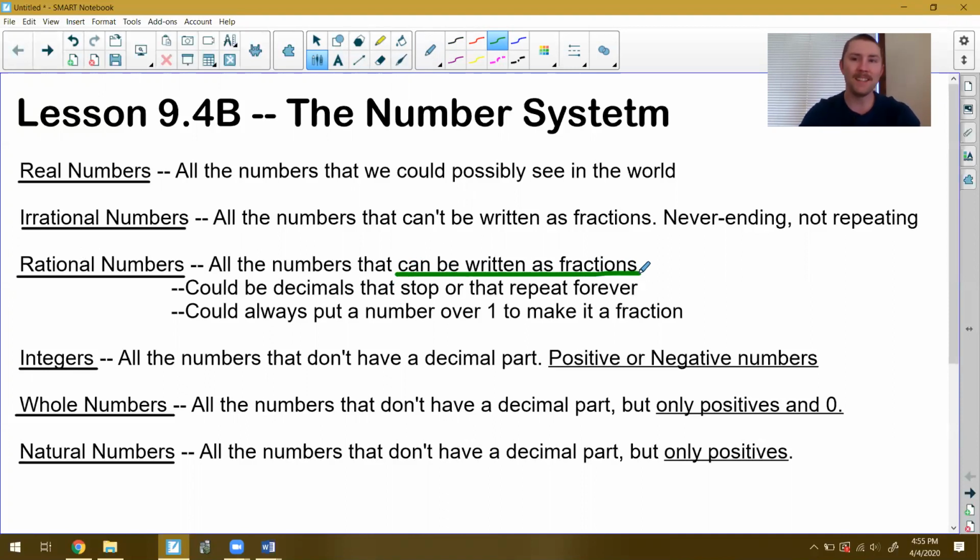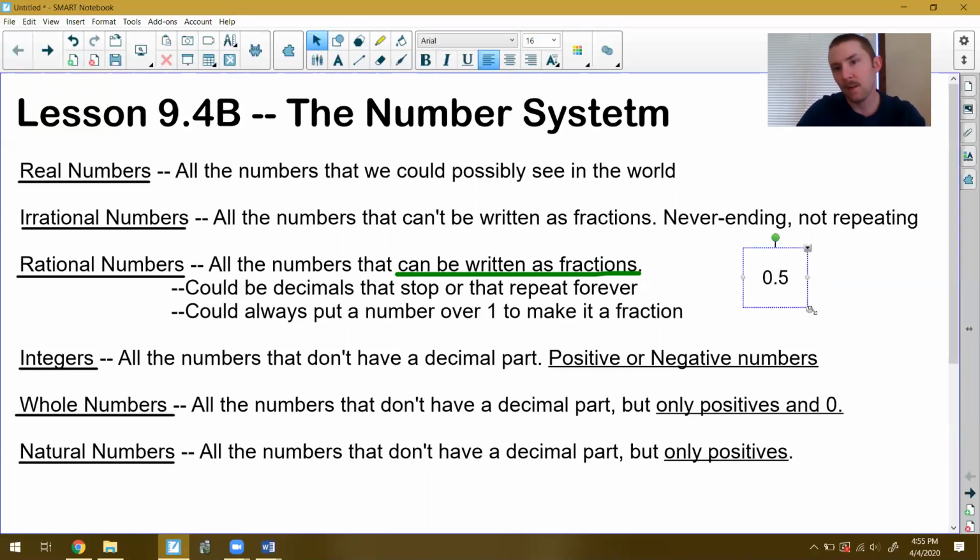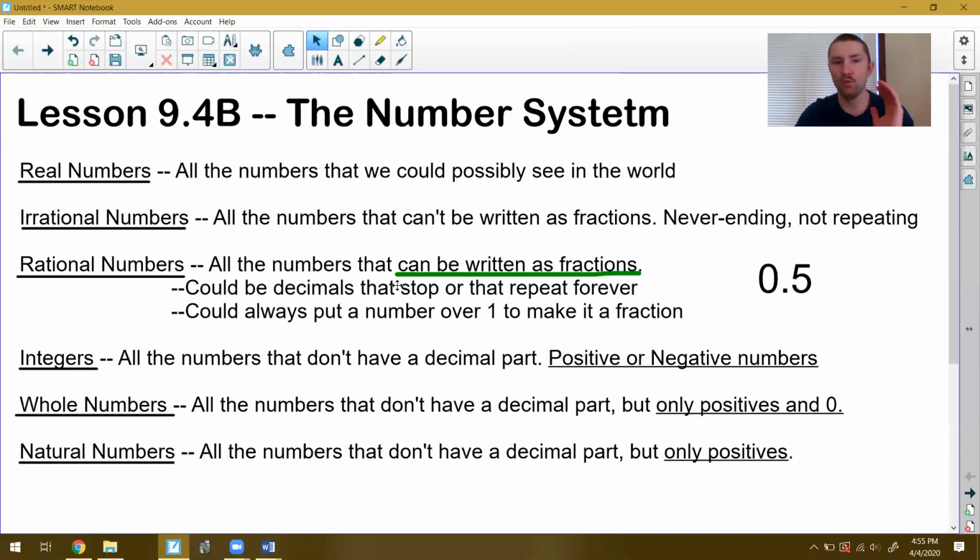Now it doesn't necessarily have to look like a fraction to be a rational number. A rational number could be something like 0.5. That in itself is not a fraction right now. But could we write that as a fraction? Yes, we could. We could just write 1/2. So decimals that stop are rational numbers because we can always write them as a fraction.